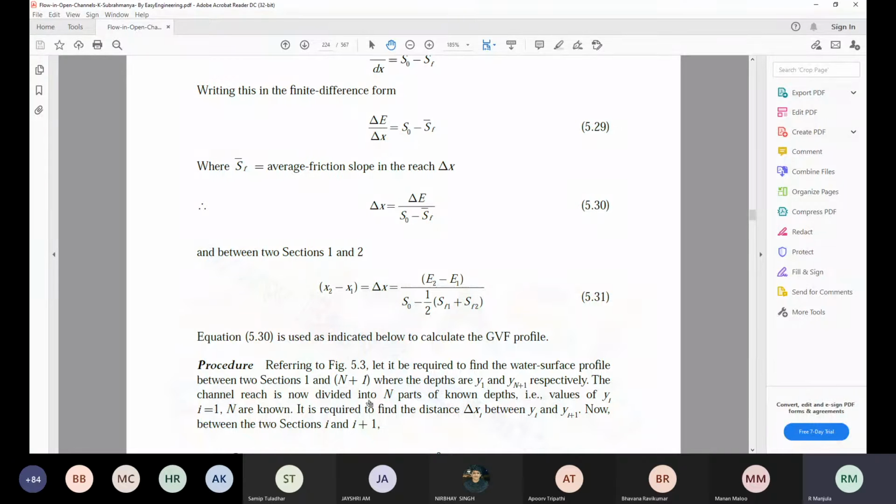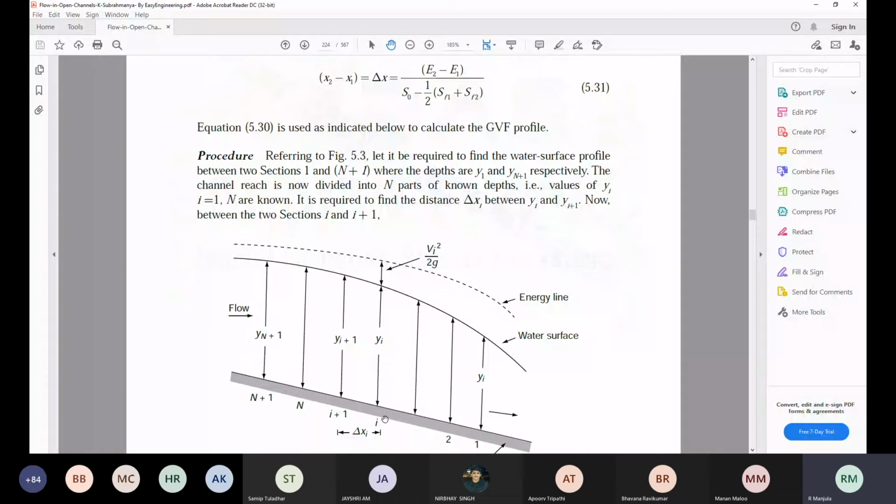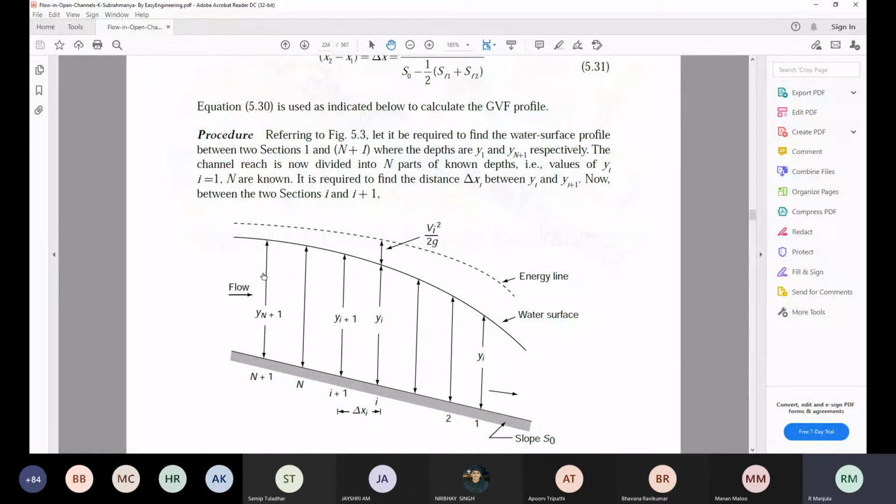The channel reach is divided into n parts, so yi, with i equal to 1 to n, are the sections. It is required to find the distance delta X between yi and yi plus 1. Considering two sections, you can see this diagram. This is y1, with i equal to 1, this is y2, y3, so it can represent any i, and here the last section is yn plus 1.